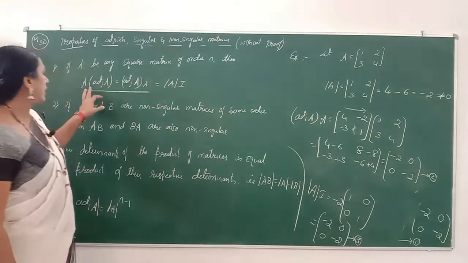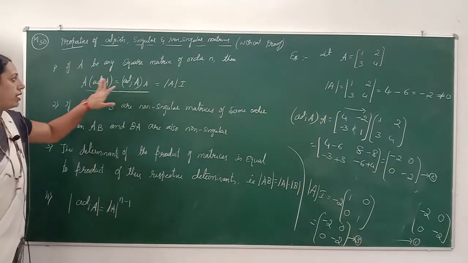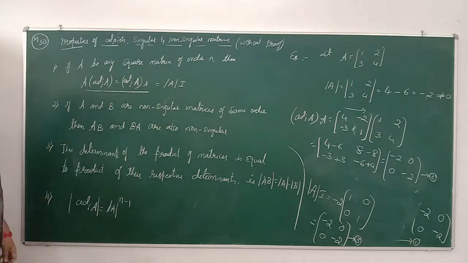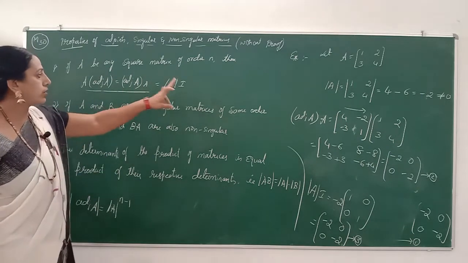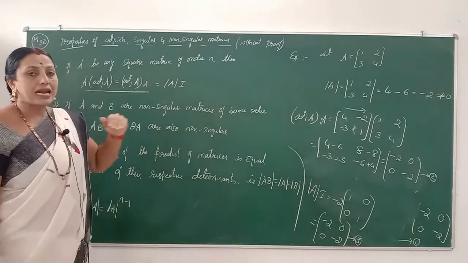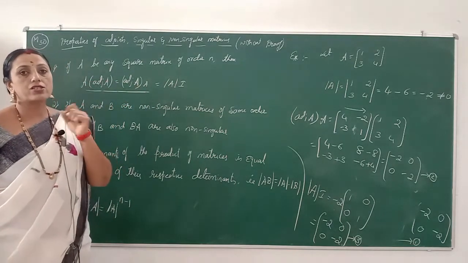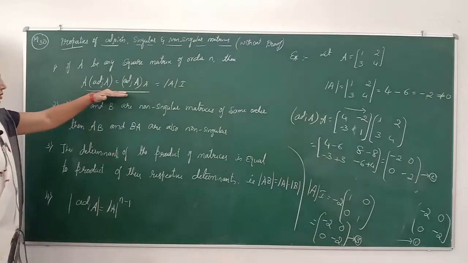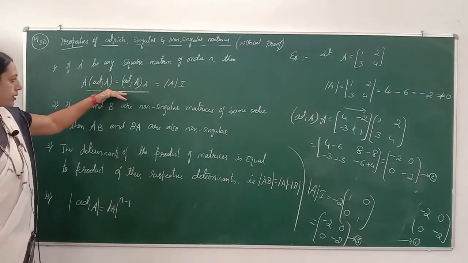So it means A into adjoint of A equals adjoint of A into A, and it is also equal to determinant of A into I. It is one of the standard properties of the adjoint of a matrix. Remember the statement of that property.